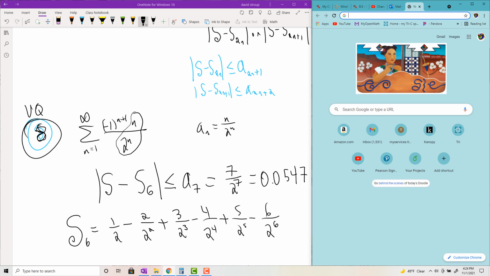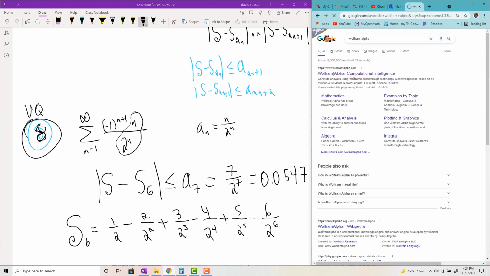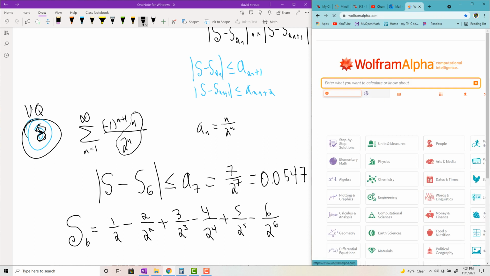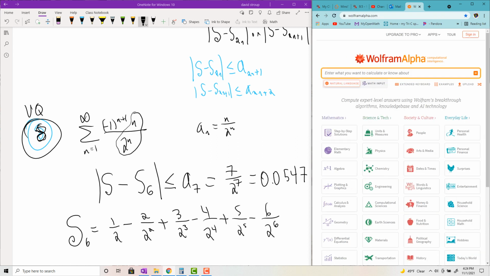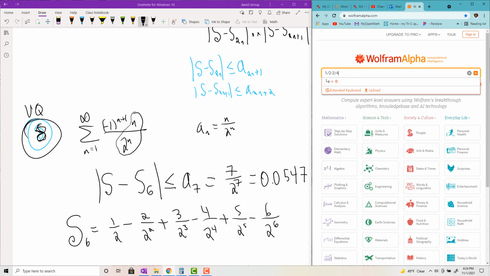Let me just go to Wolfram to bother with that. There's Wolfram. And figure that out. 1/2 minus 2 all over 4 plus 3 all over 8 minus 4 all over 16 plus 5 all over 32 minus 6 all over 64. So I'm getting 3/16.